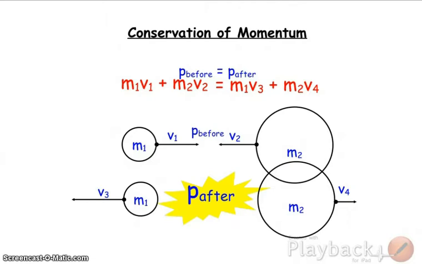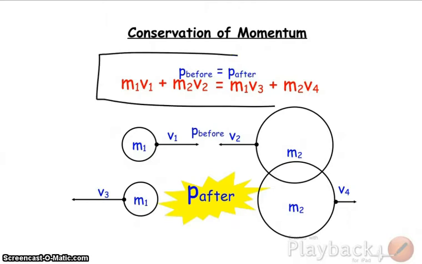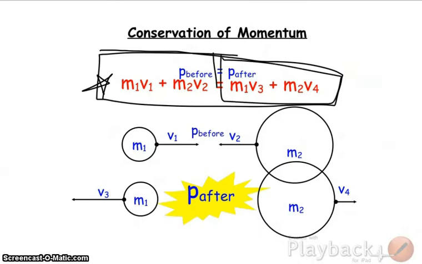So in the end, we end up with this awesome equation. And this is the equation that's in your reference table. The second one right here. m1v1 plus m2v2 equals m1v3 plus m2v4. Now that looks complicated. There's 4 different velocities. You'll be given most of those. You just have to remember that this half is the after, this half is the before.